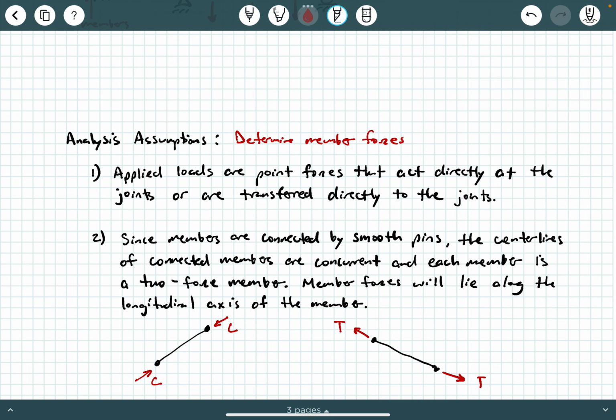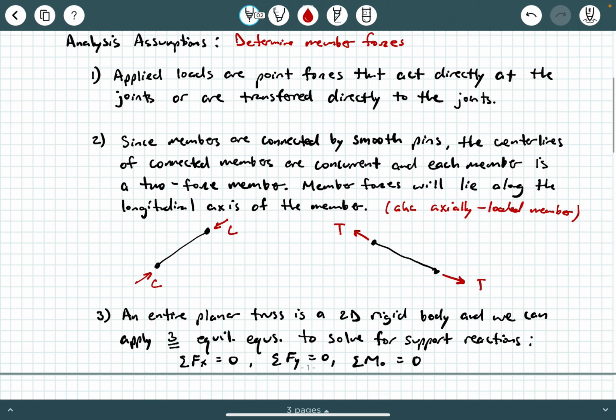Now notice in both of these cases, we're claiming that truss members are two-force members. What does that mean? That means that the line of action of the force lies along the longitudinal axis of the member, okay? So that's what we call a two-force member. We sometimes call this an axially loaded member, okay? So we can even make that as a note here. This is AKA axially loaded member.